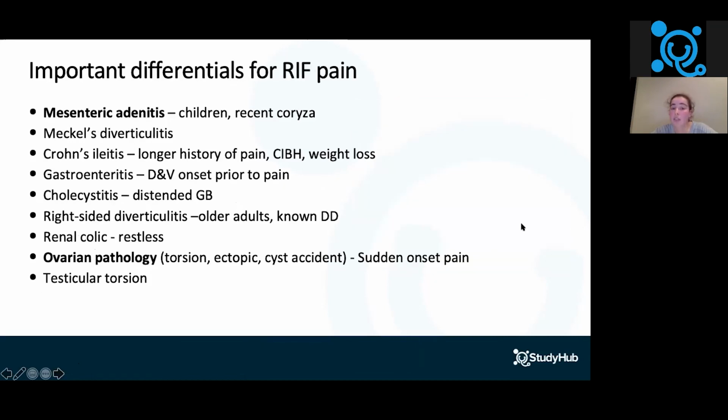So there are many differentials for right iliac fossa pain, and I'm not going to read this list out to you, but it's just important to be aware of them. A couple of key ones that I will mention are mesenteric adenitis in children. So any child that's had recent coryza, cough and cold symptoms, an important differential is mesenteric adenitis. And in any female of childbearing age who's had sudden onset pain, it's important to think of ovarian pathology. So ovarian torsion, ectopic pregnancy, and cyst accidents.